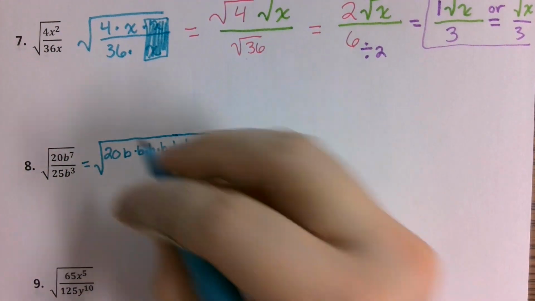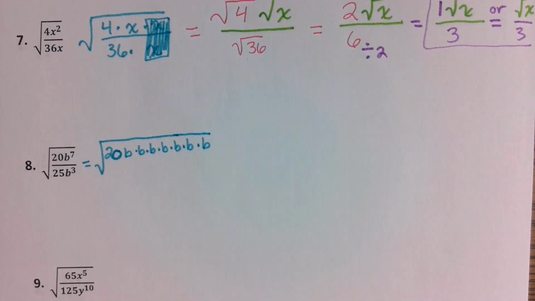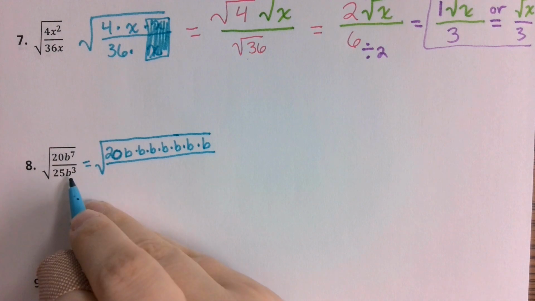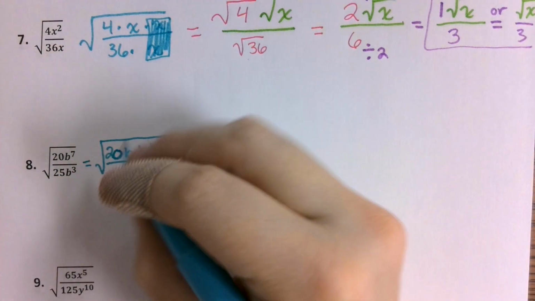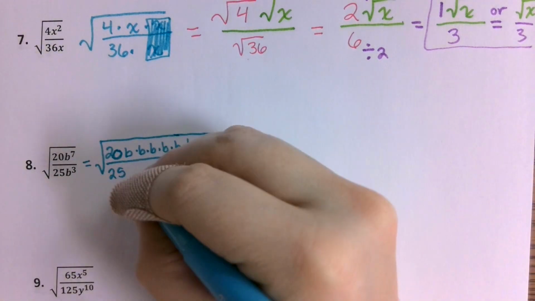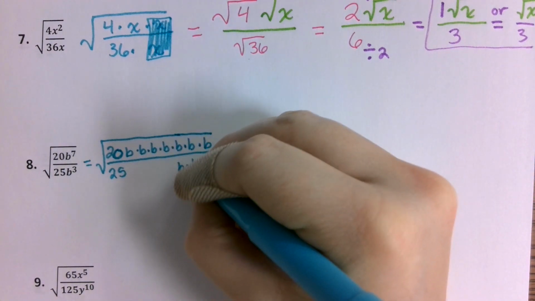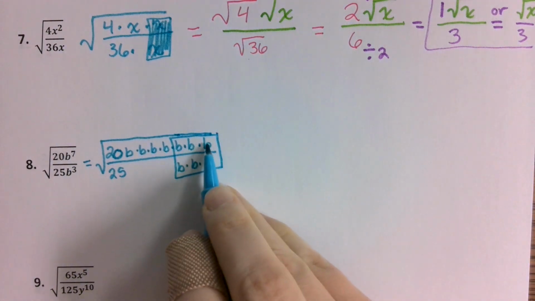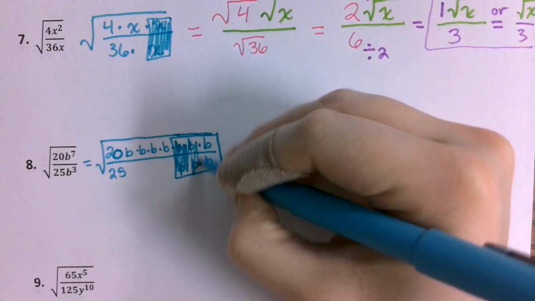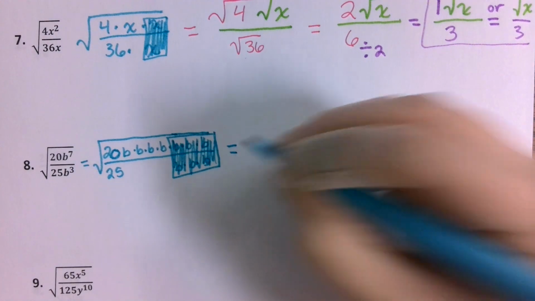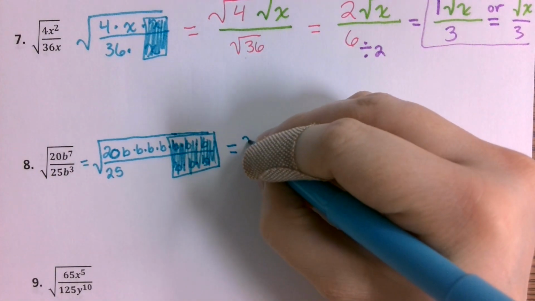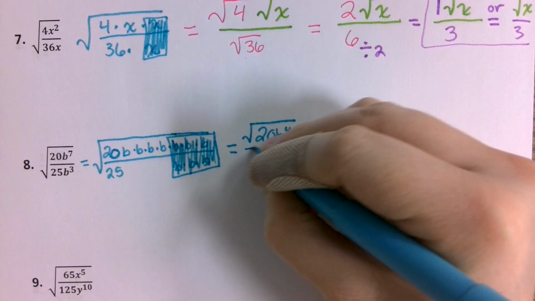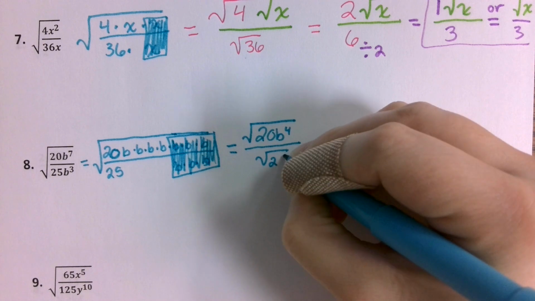I'm only doing this because some of you are still not being able to see how you can simplify with your exponents, but we know that technically we could just do 7 minus 3, right? That would give us b to the 4th. But here you have b times b times b. These 3 b's on top and 3 b's on bottom can go ahead and get canceled out. So then you're left with the square root of 20b to the 4th over the square root of 25.